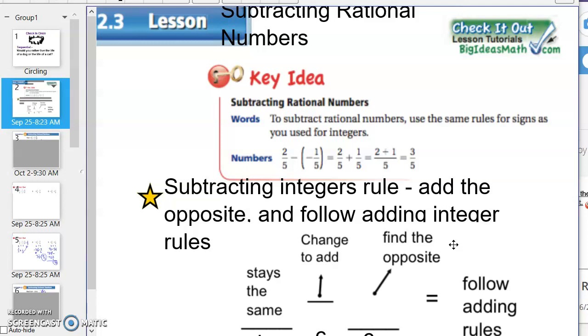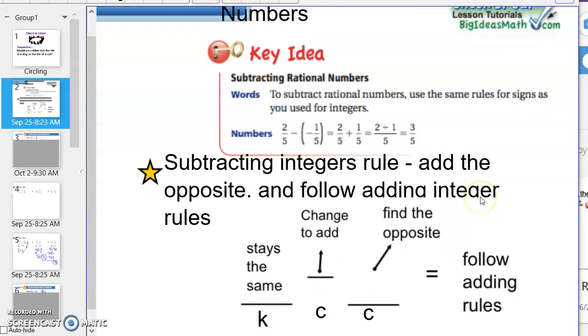So today's lesson was all about subtracting, and that is a little bit more difficult when we're dealing with rational numbers because remember, rational numbers include both fractions and decimals. So if you remember back to when we learned about integers, the subtracting integers rule is also going to apply for subtracting rational numbers. And that rule was to add the opposite and then follow the adding integer rule.